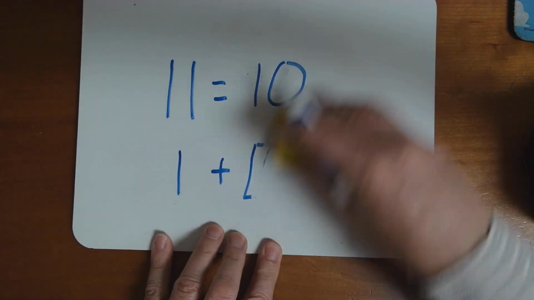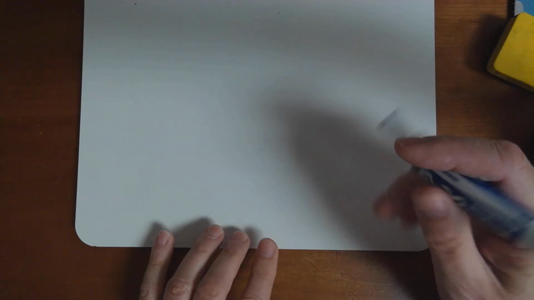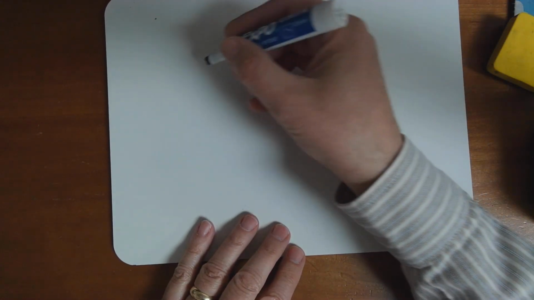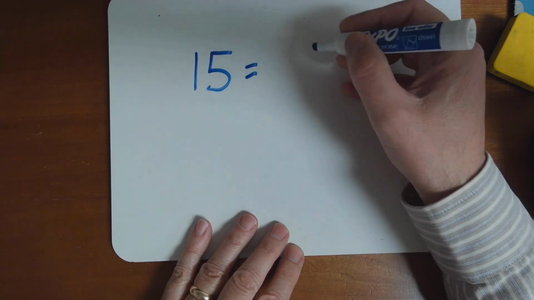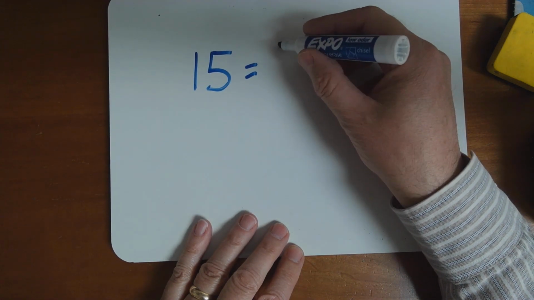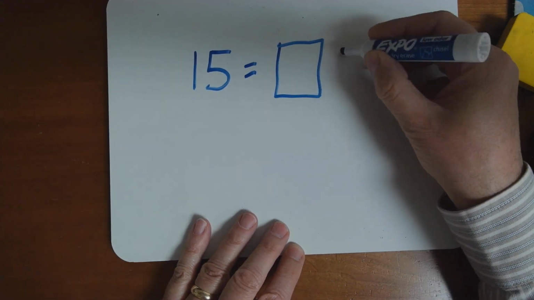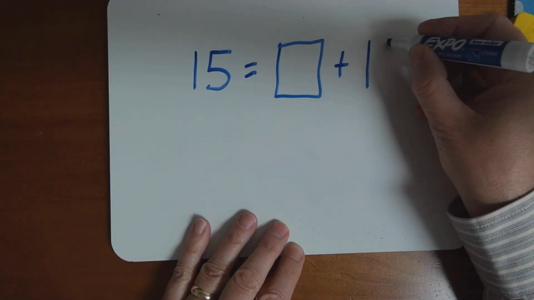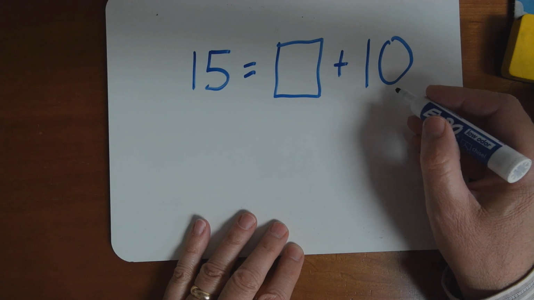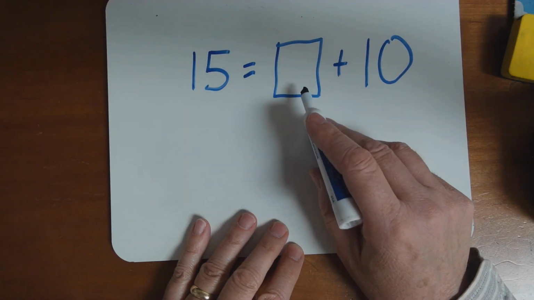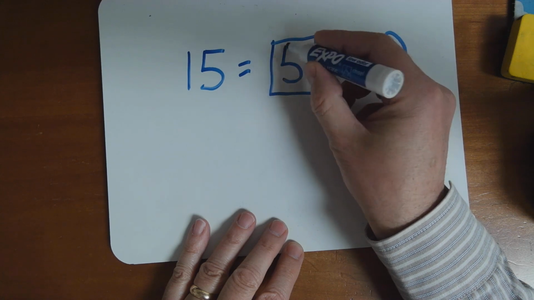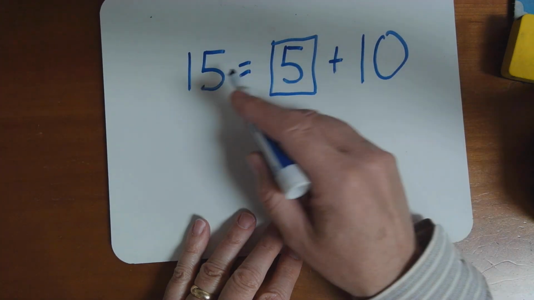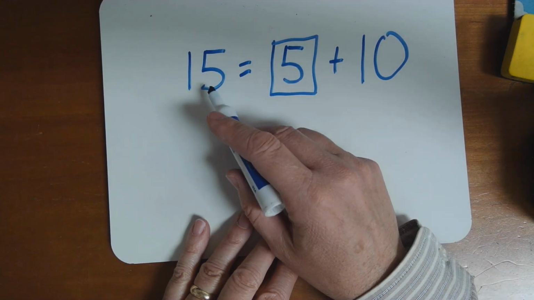Let's do another one that's not 11. Let's do 15. If we have 15 and we're missing one of the parts, and this part is 10, then I know that this part has to be 5, right? 5 plus 10 equals 15.